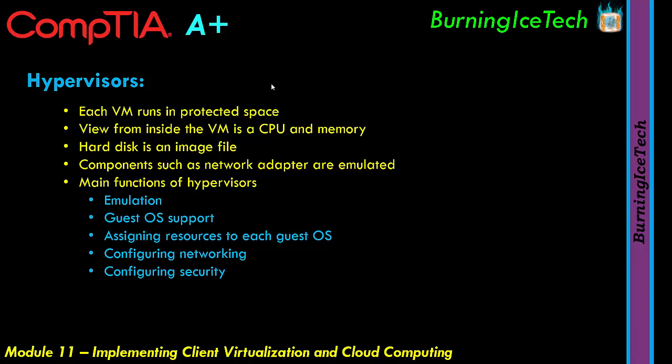Some of the main functions of hypervisors is emulation. In other words, it's pretending to be something: pretending to be a virtual machine, pretending to have a network card, pretend, for lack of a better term. Then guest operating system support, that is the actual operating system on the virtual machine side. And assigning resources to each guest operating system.